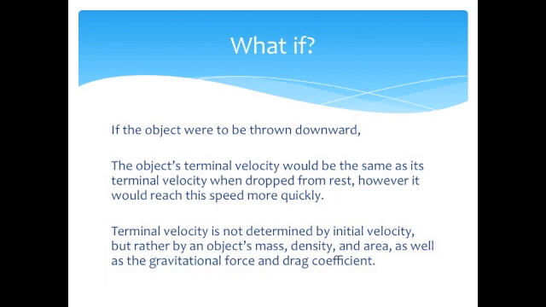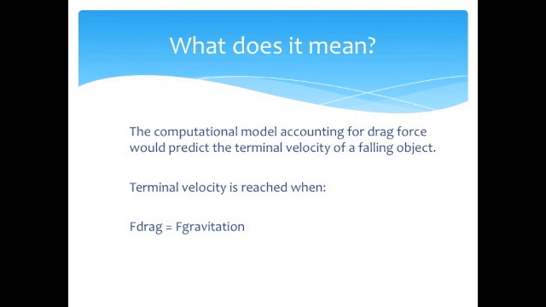If an object were to be thrown downward, the object's terminal velocity would be the same as its terminal velocity when dropped from rest. However, it would reach this speed more quickly. Terminal velocity is not determined by initial velocity, but rather by an object's mass, density, and area, as well as the gravitational force and the drag coefficient.